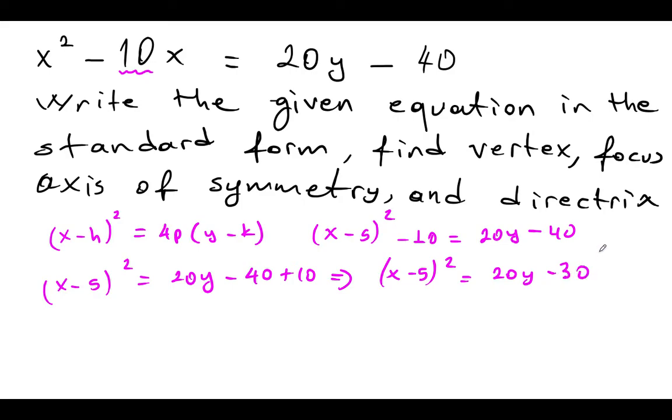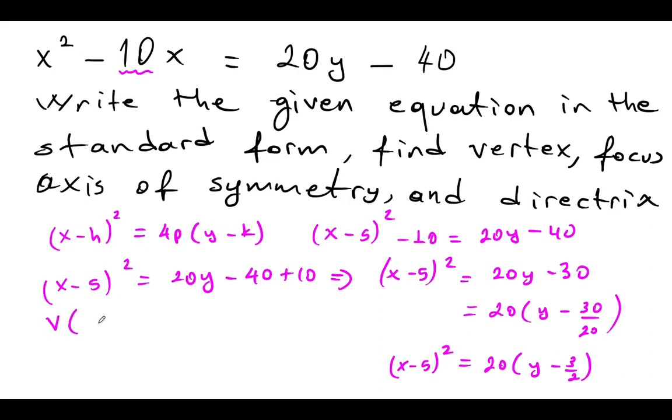And then if I take this one, which one is common? 10 is common, right? Or let's take 20 common parentheses, it's better. So if I take this 20 common parentheses, y minus 30 over 20, right? 20 times 30 over 20. So it will be 20 times (y minus 3 over 2). That's good. Now, (x minus 5) squared is equal to 20 times (y minus 3 over 2).